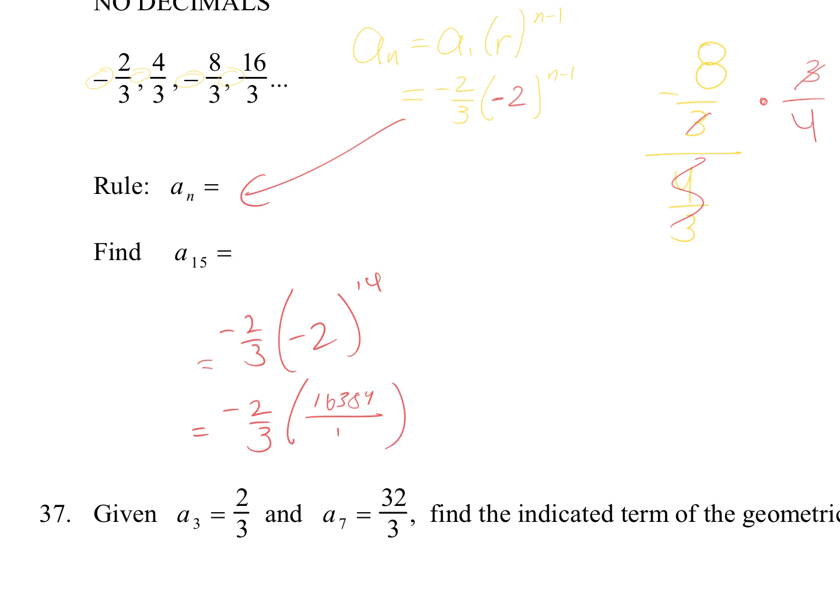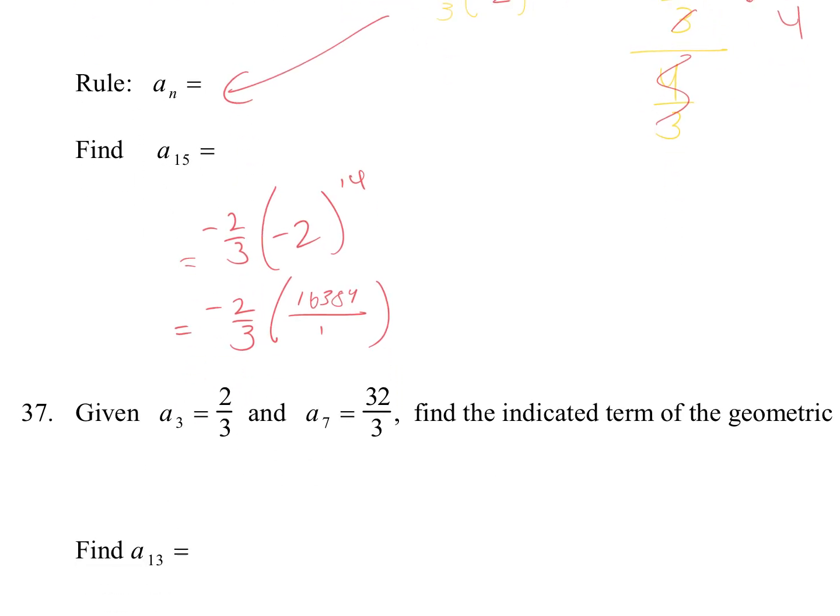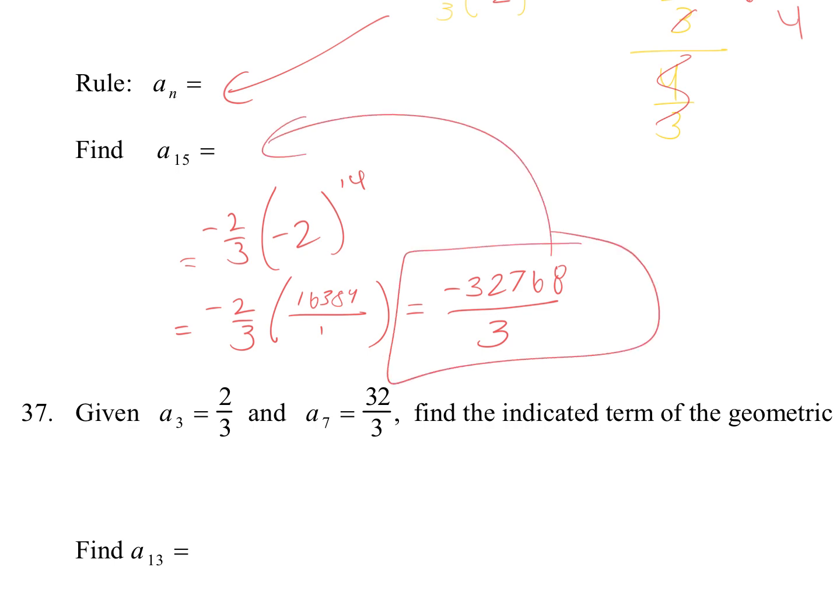16384. All right, and then it says no decimals, exact answers. So multiply 16384 times negative 2. What do you get? Negative 32768. All right, divide that by 3. Does it divide pretty? Nope, so then this is your answer right there.